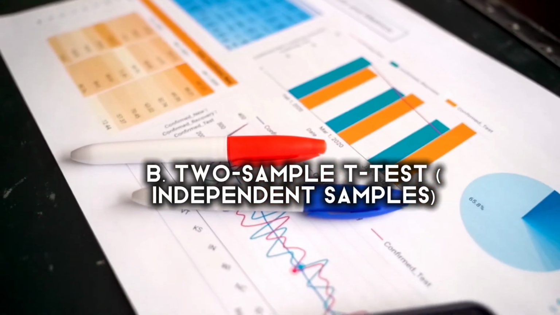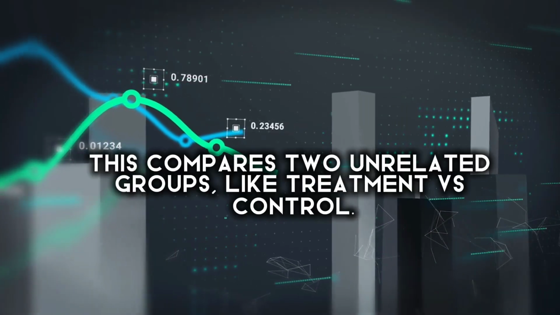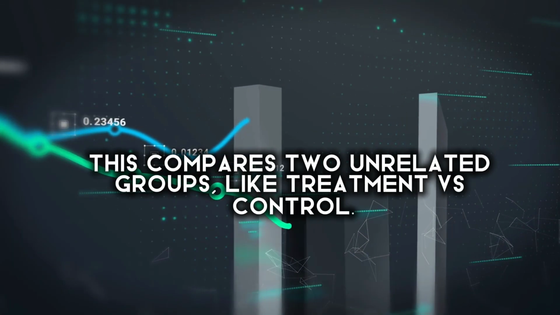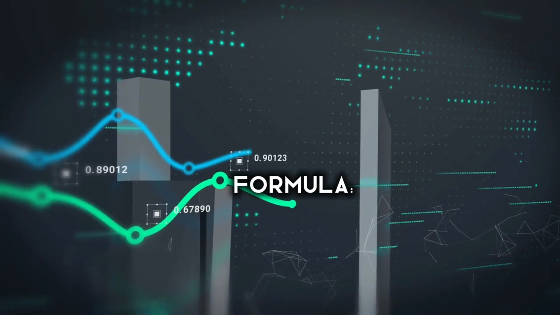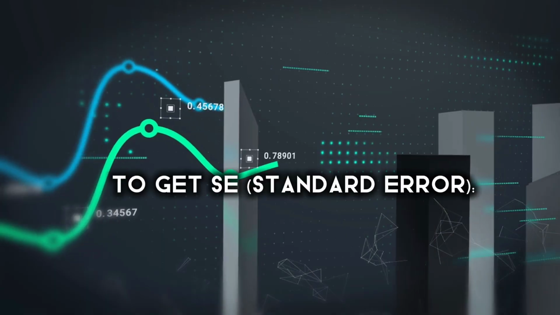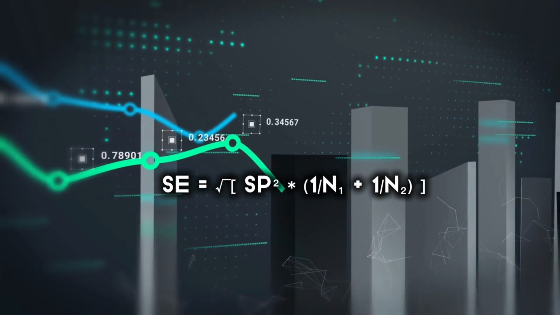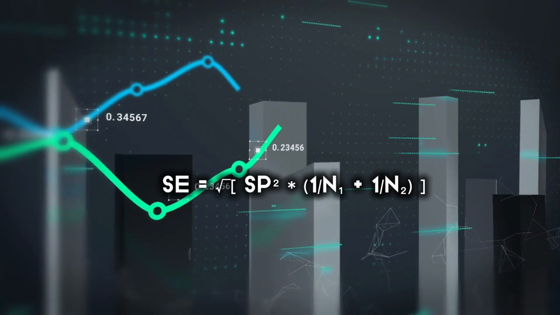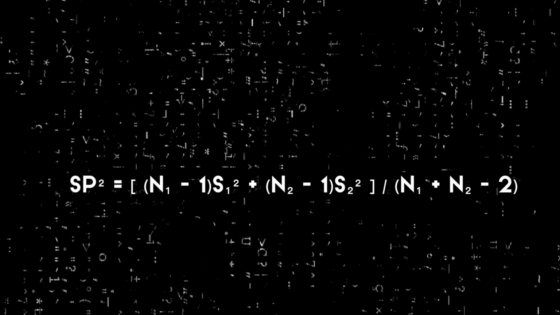B. Two sample t-test, independent samples. This compares two unrelated groups, like treatment versus control. Formula: t equals (x̄1 minus x̄2) divided by SE. To get SE, standard error, SE equals square root of Sp squared times (1 over n1 plus 1 over n2). To get Sp squared, the pooled variance, Sp squared equals ((n1 minus 1) s1 squared plus (n2 minus 1) s2 squared) divided by (n1 plus n2 minus 2).